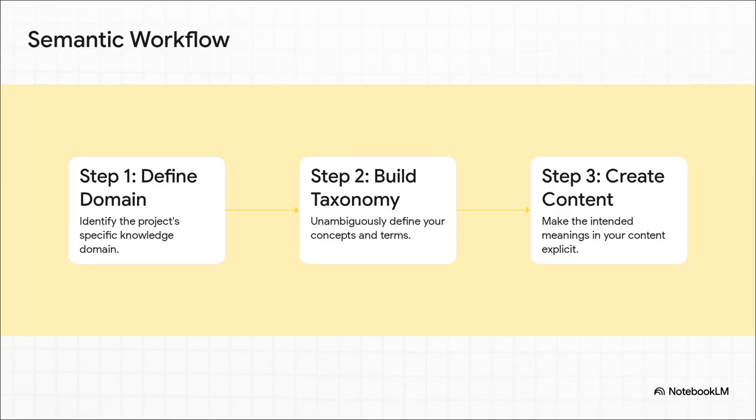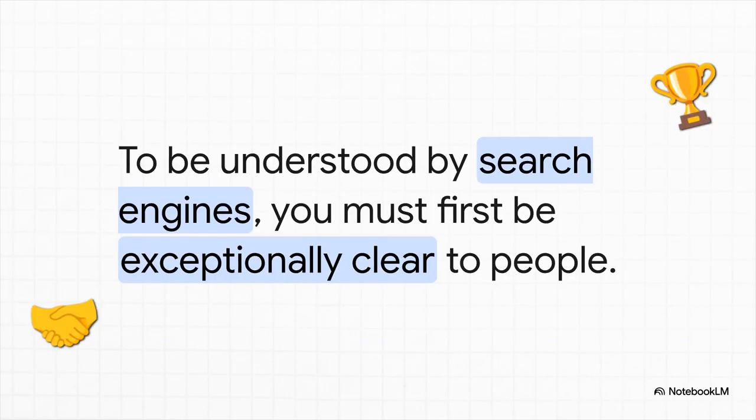The good news is, the actual workflow here is surprisingly simple. It's a three-step process. First, you define your subject. What are you an expert in? What's your thing? Second, you build your taxonomy. Those are your rules of the road. And finally, you use those rules to create content where the meaning is always crystal clear. So, at the end of the day, the secret to being understood by Google isn't about gaming some complex algorithm. It's not a technical trick. It's about being a great communicator. If you want the machines to understand you, you have to first make yourself exceptionally, unambiguously clear to other people.